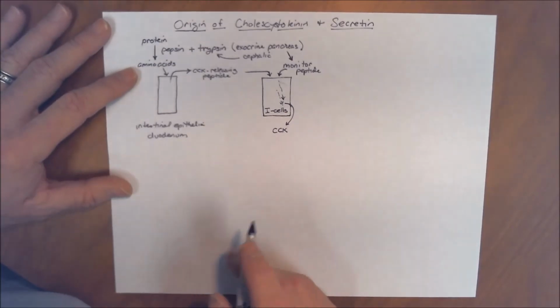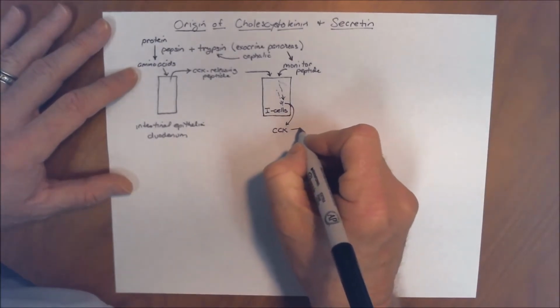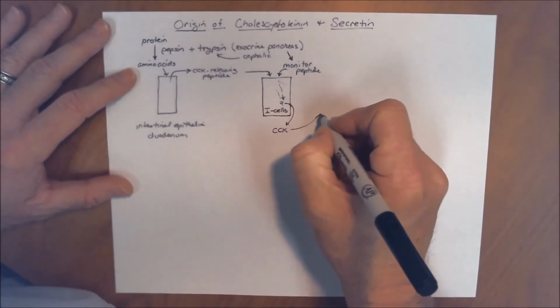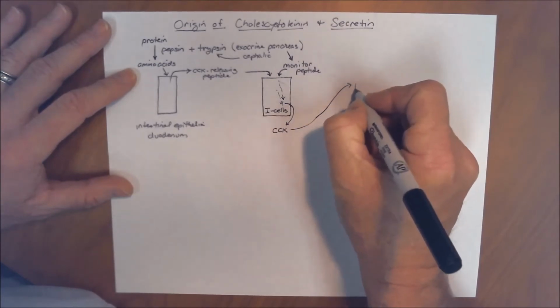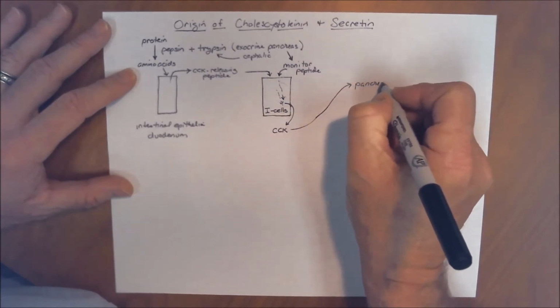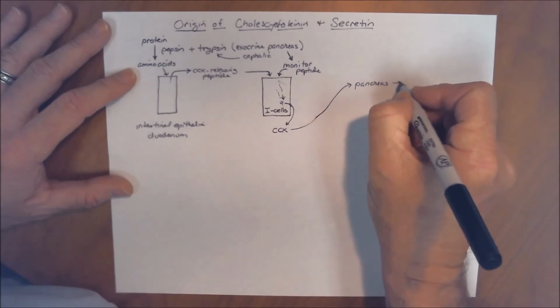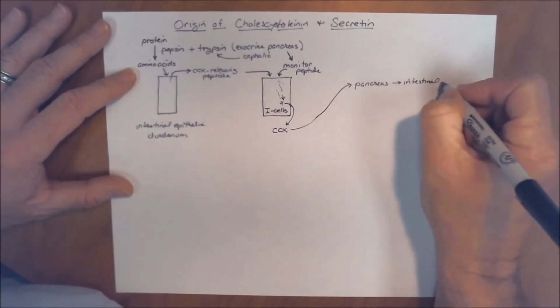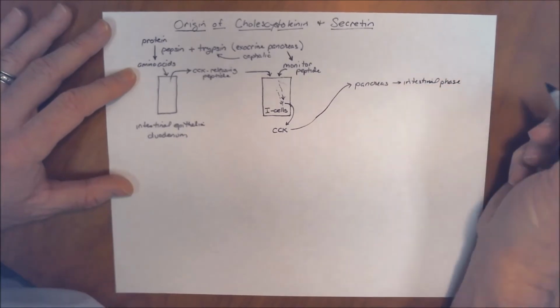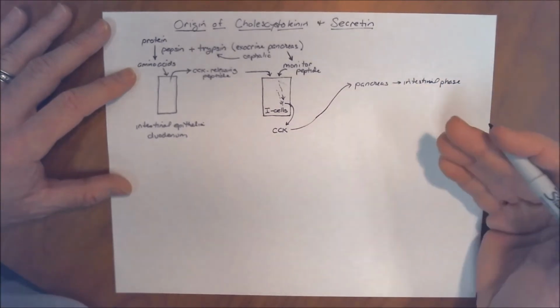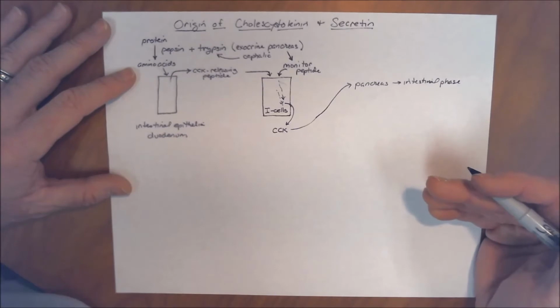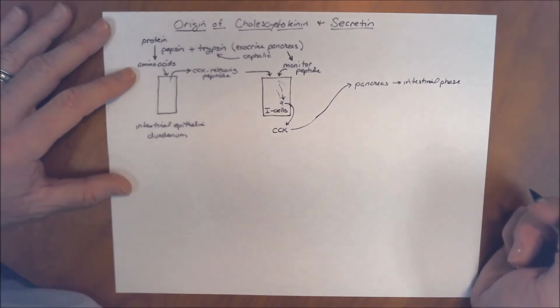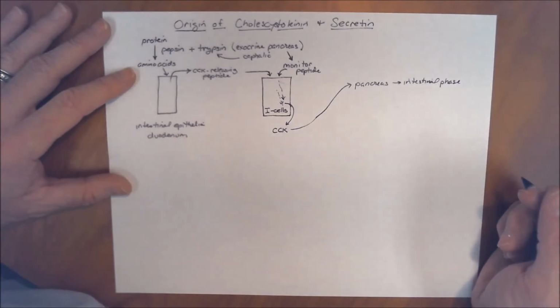Once the CCK gets into the blood, of course, it can travel to the pancreas and induce the intestinal phase of secretion, which is fusion of the vesicles inside the acinar cells that release all of the digestive enzymes.